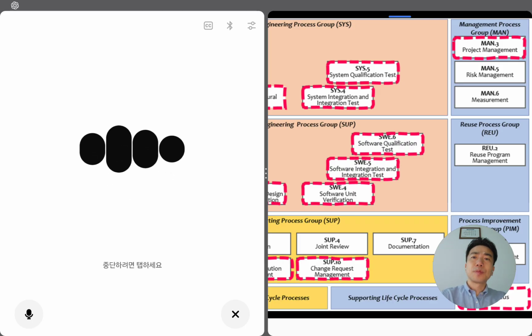Good morning, David. Yes, let's start with MAN.3, project management, and move step by step. I'll keep it clear and slow. MAN.3, what it's for. Goal: plan, monitor, and control the project so the team can meet scope, time, cost, and quality. Auditors want to see a living plan, regular monitoring, controlled reactions to change, and evidence that decisions were made on time. Outcomes auditors expect, plain list.